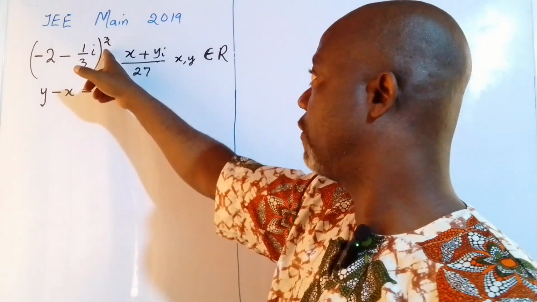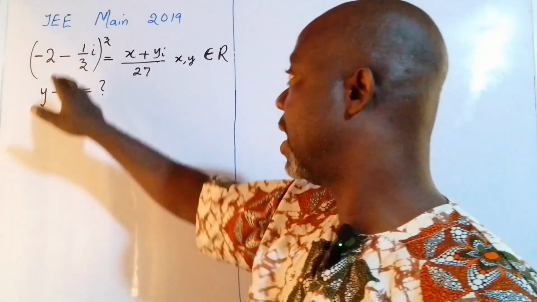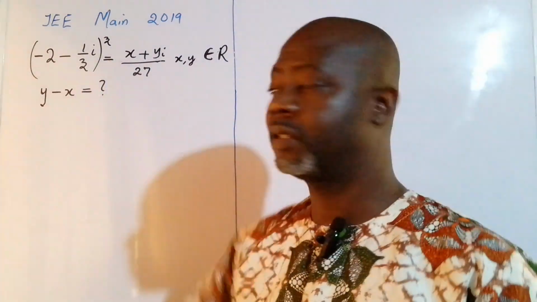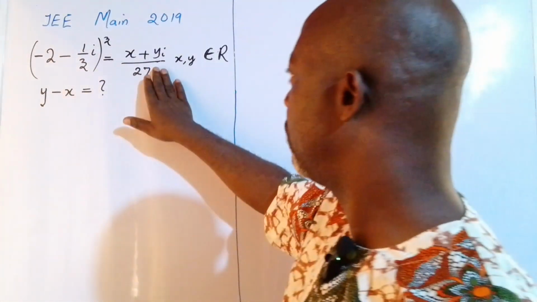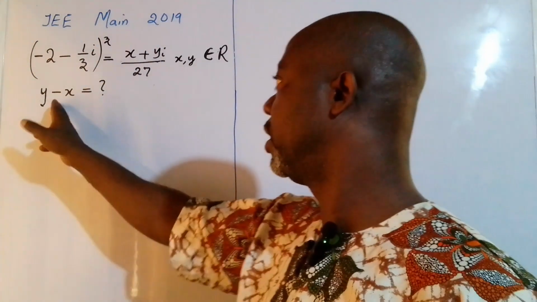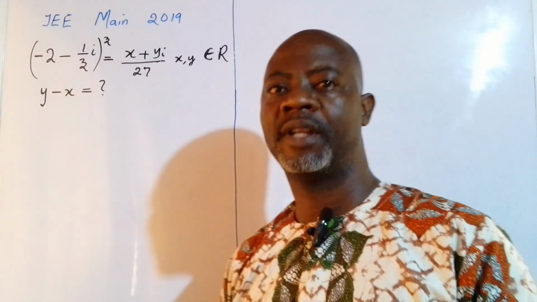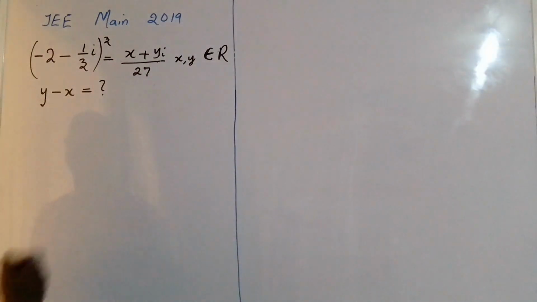And of course, do not forget that this is the third power, so we are going to be applying an identity here. The identity is to enable us to easily expand this. Once we expand this, we express the left hand side in this form, and that brings out x and y, which we need to evaluate y minus x. So without wasting much time, let's see how this will be done. First, I'm going to write my solution.